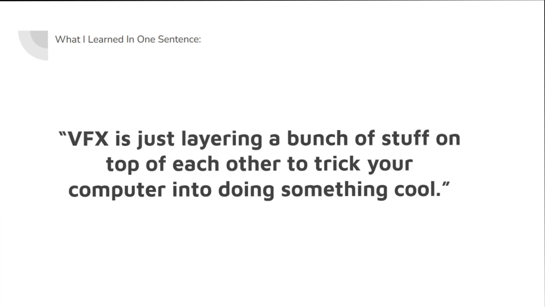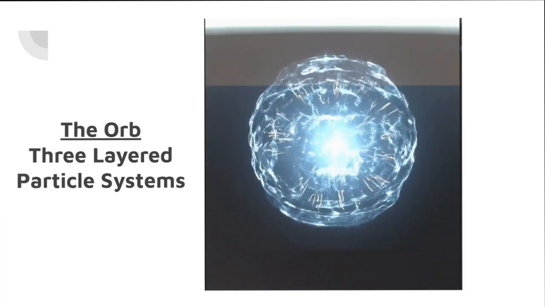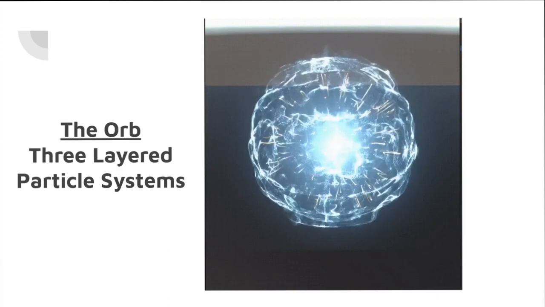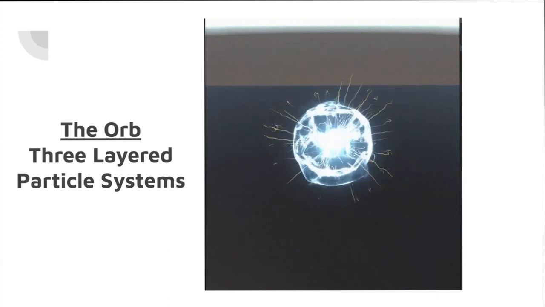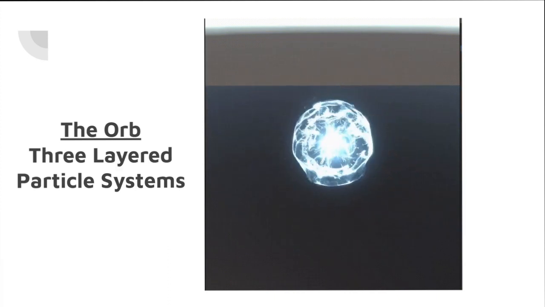I believe that most of what I learned while doing this project can really be boiled down to one sentence. VFX is just layering a bunch of stuff on top of each other to trick your computer into doing something cool. And the first effect I made, and a prime example of this, is the orb. It's made of 3 layered particle systems, and I'm going to go into each of them real quick.